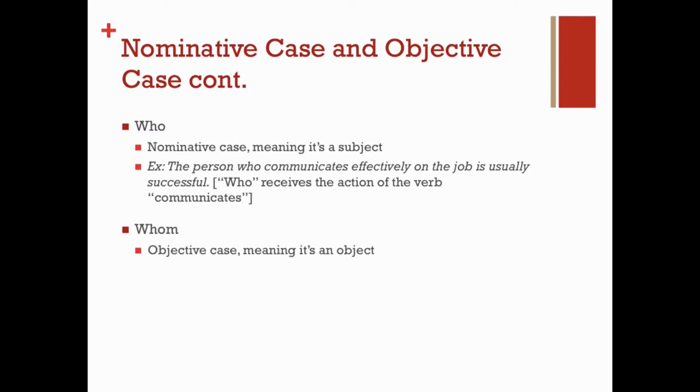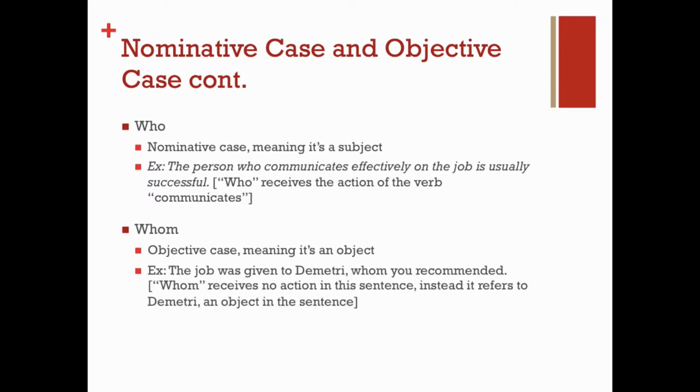Whom is objective case, meaning that it is an object. So, the job was given to Dimitri, whom you recommended. So here in this sentence, the subject of the sentence is actually the word job. And the verb would be was given in this sentence. Dimitri, however, is an object of this sentence, and that is the person that whom is referring to. So because we are referring to Dimitri and Dimitri is not our subject, we use the pronoun whom.